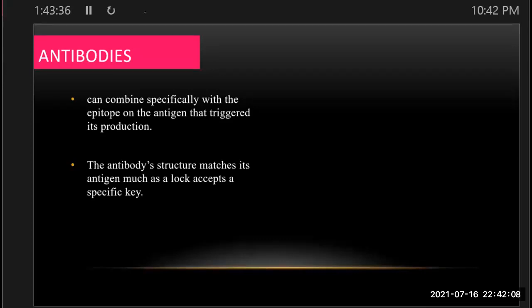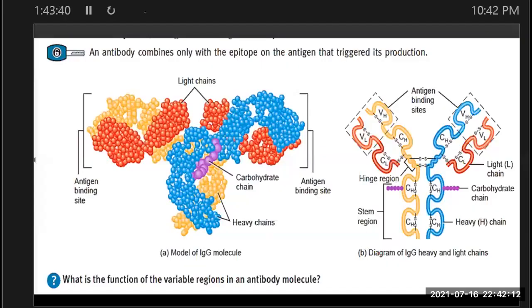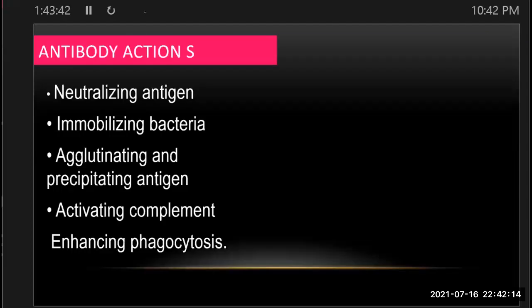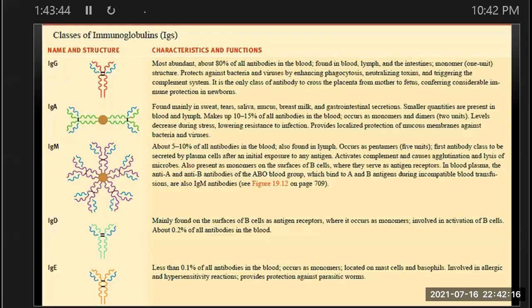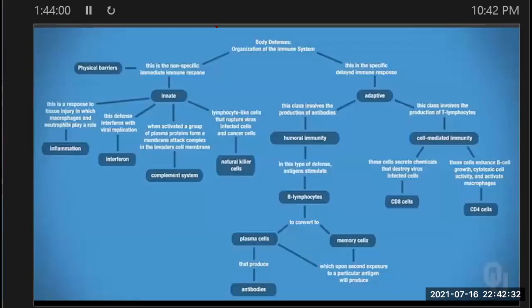The discussion for antibodies will be for the next topic. Please go over antibody structure because this is no longer my topic. Just be familiarized with this table, a very important table. I love this table because you can really see the pentameric IgM and the dimeric IgA. And please be familiarized with the functions.